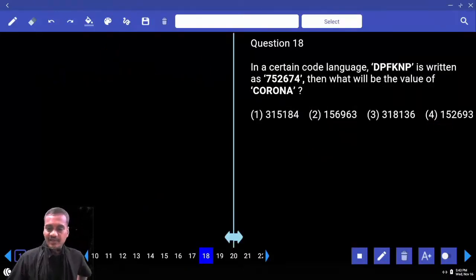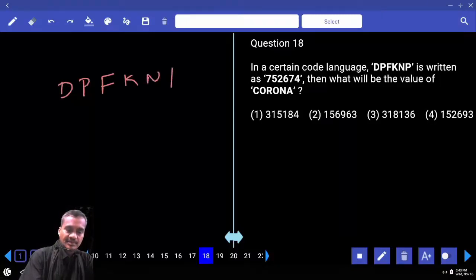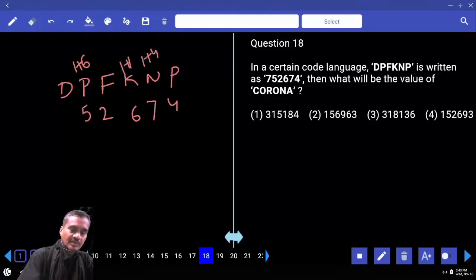D, P, F, K, N, P. Then what is the value of D? D's value is 4. And P, the value is 16. Sum of the digits is 1 plus 6 is 7. And F is 6. And K is 11, 1 plus 1, that is how much? 1 plus 1 is 2. N is 14, 1 plus 4 is 5. P is 16, 1 plus 6 is 7.